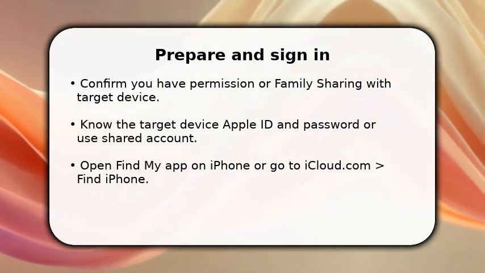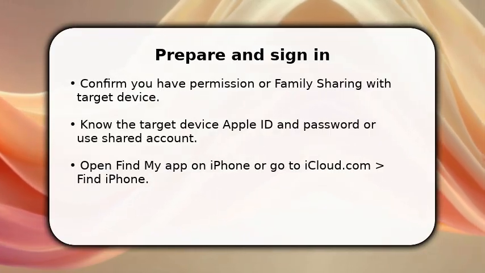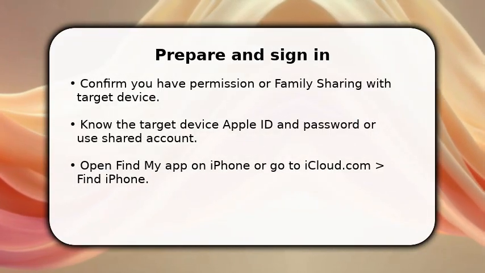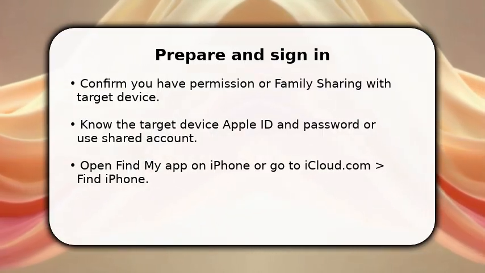Choose Find iPhone. This gets you into the devices list. Tap Devices and select the phone you want. The app immediately begins resolving its last known location and connection status.